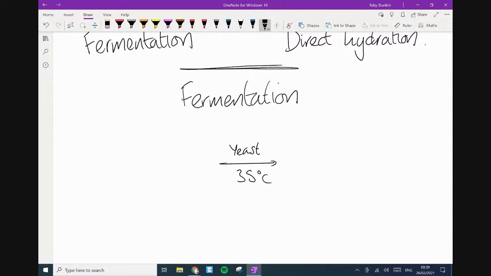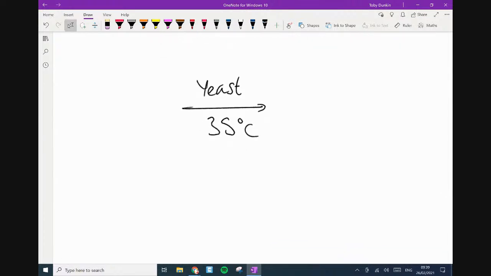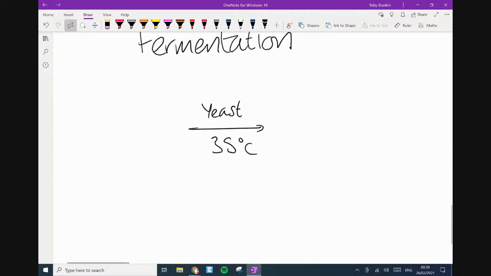So, 35 is the perfect temperature for yeast. I've suddenly realized I'm still live on YouTube. 35 degrees is perfect for yeast, and we're going to make ethanol. Now, the question is, what do you feed them to do that? I like it. Okay, so Rue is going, I'm making sake. Yeah. So if you want to make sake, you're going to feed them rice.